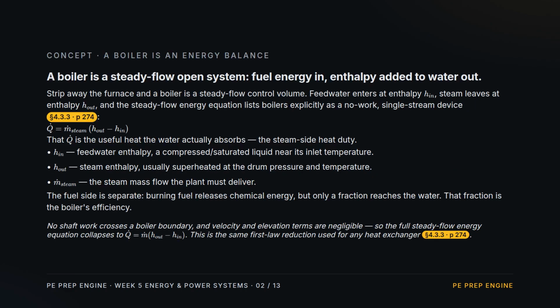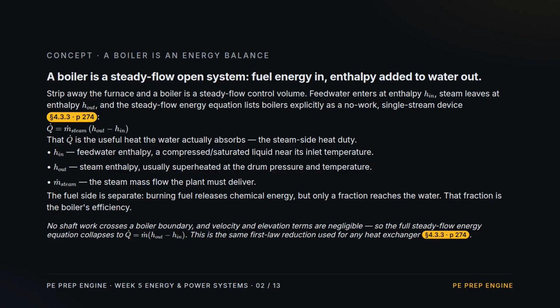Start with the picture. A boiler is a steady flow control volume. Feed water in, steam out, no shaft work. The steady flow energy equation, which lists boilers by name, collapses to heat duty equals steam flow times the rise in enthalpy, H out minus H in. That heat is what the water actually absorbs.